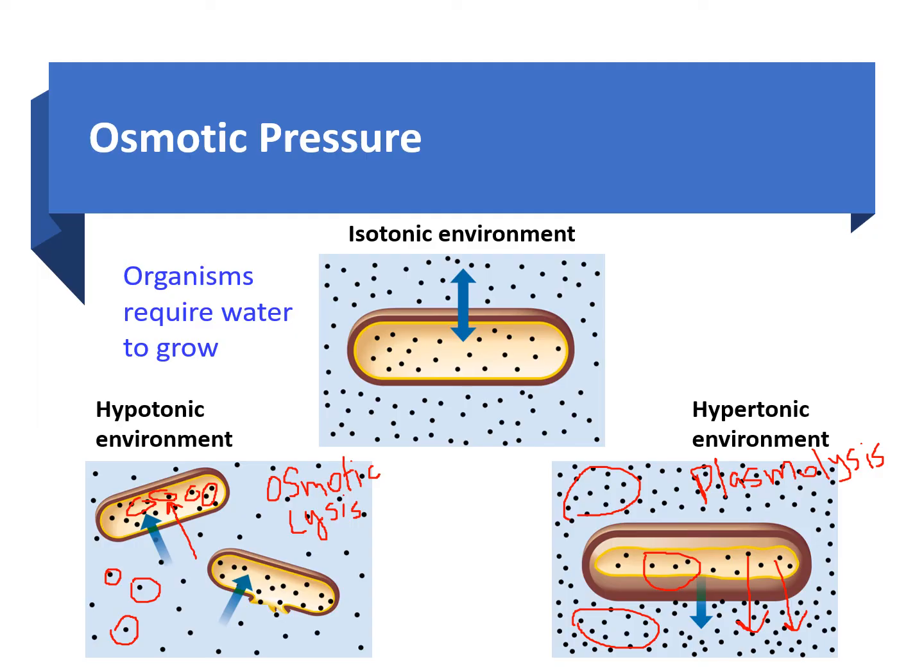Now, gram-positive bacteria actually do much better when they're faced with physical stress compared to gram-negatives. And the reason why is that gram-positives have a much thicker peptidoglycan layer, a much thicker cell wall layer, so they tend to do much better compared to gram-negatives when they're faced with such physical, stressful conditions.